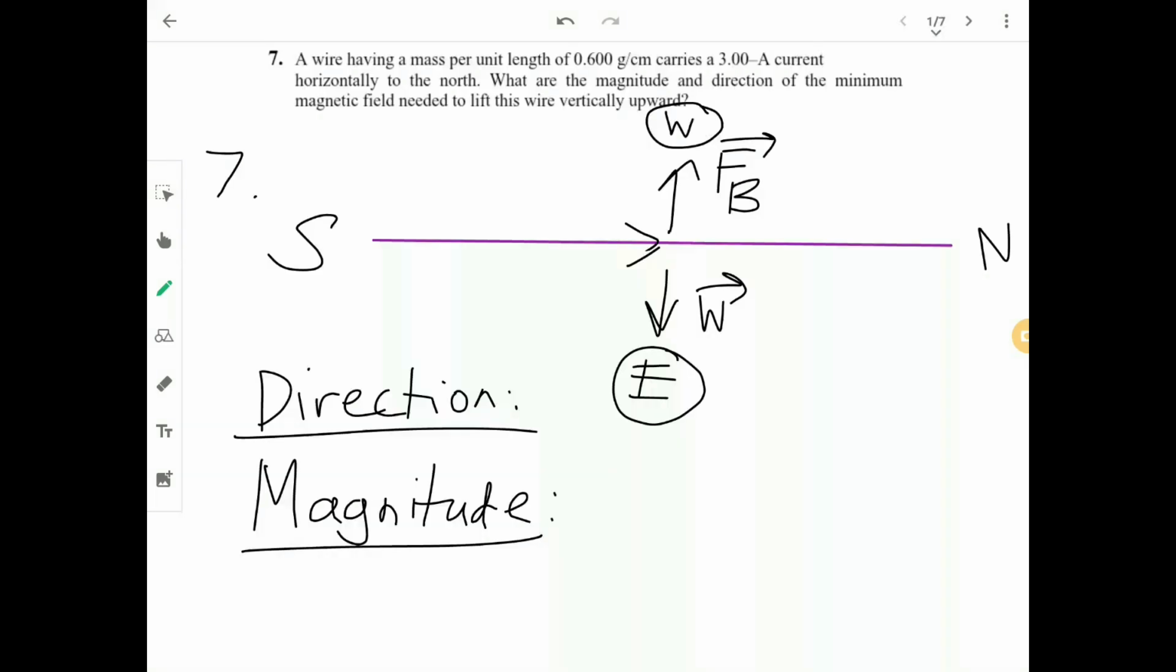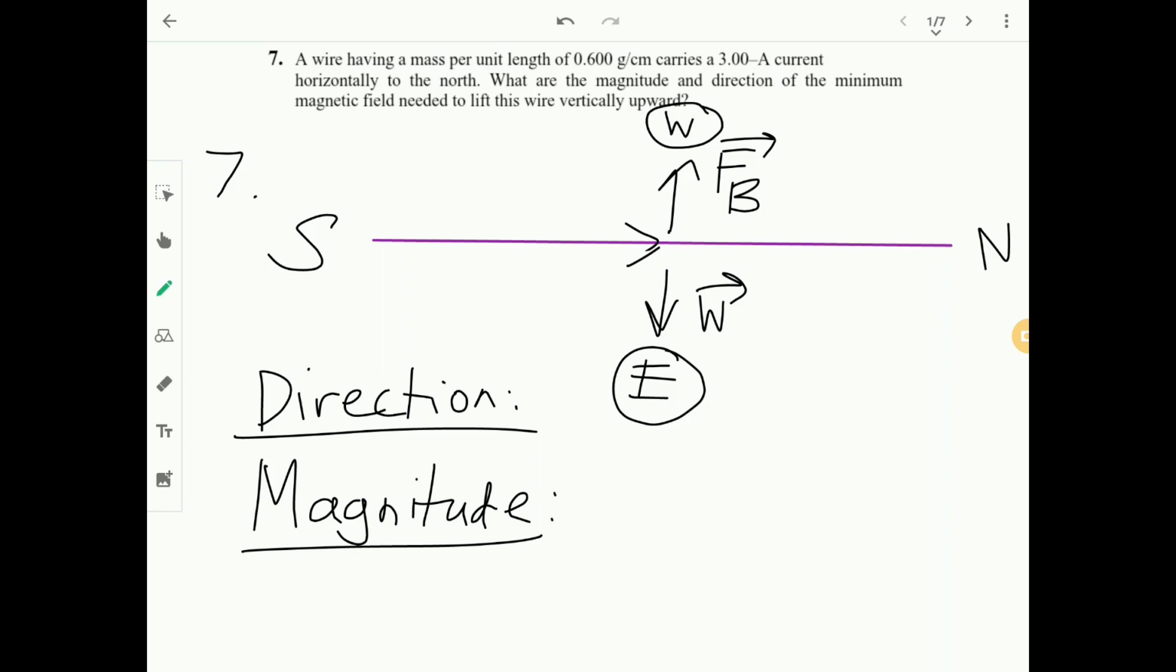Alright guys, let's move on to question 7. A wire having a mass per unit length of 0.6 grams per centimeter carries a 3 ampere current horizontally to the north. What is the magnitude and direction of the minimum magnetic field needed to lift the wire vertically upward? I've done a quick diagram here. We have a wire, the force upwards and the weight downwards. Obviously this is not an accurate drawing because I can't draw it perfectly perpendicular. It seems like the force is to the west while it's actually upwards.